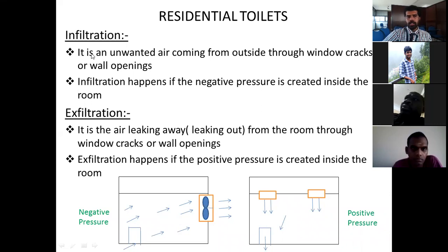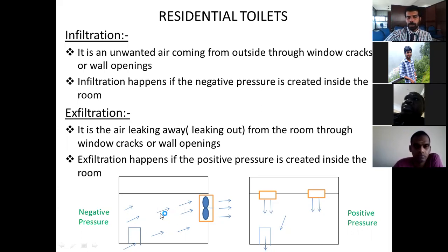So, what is infiltration? It is unwanted air coming from outside through windows, cracks, or wall openings. It can be unwanted air or good air, whatever it might be. Infiltration happens if a negative pressure is created inside the room. So you can see here, when an exhaust fan is given in this room, the air will be sucked by the exhaust fan and pushed outside. So automatically, a negative pressure is created because the air is being sucked from the room.